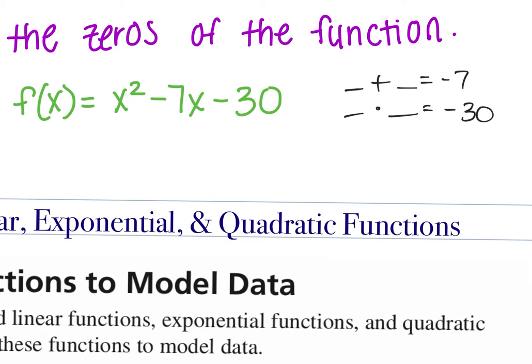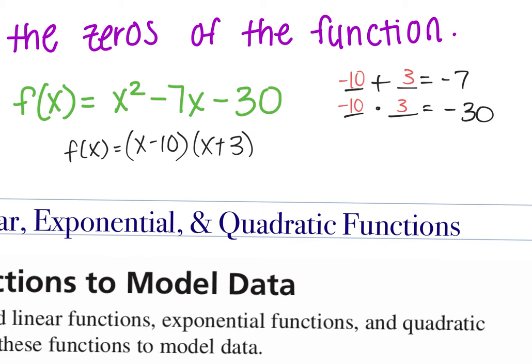And then, Jaden, what were the two factors you said? Negative 10 and positive 3. Now be careful, guys. Your zeros are not negative 10 and positive 3. Jaden, you have to rewrite it, right? How'd you rewrite it? f of x equals (x minus 10)(x plus 3). Excellent. Then what did you do? And then I set it equal to 0. Good. You plugged in 0 for f of x. So you got 0 equals (x minus 10)(x plus 3).